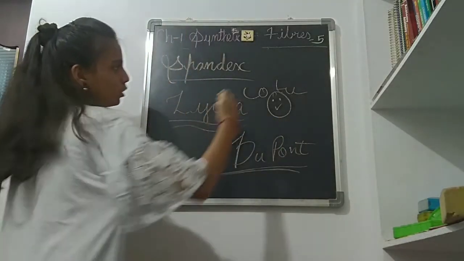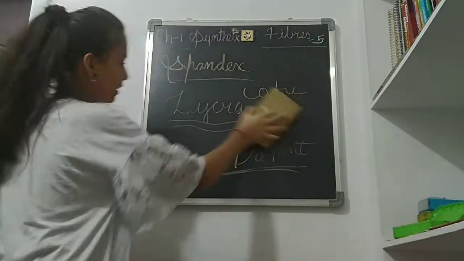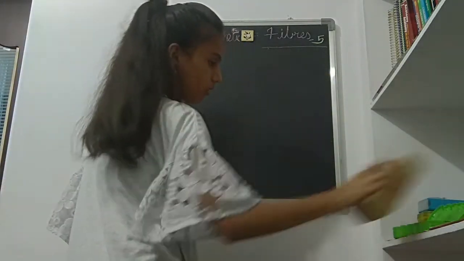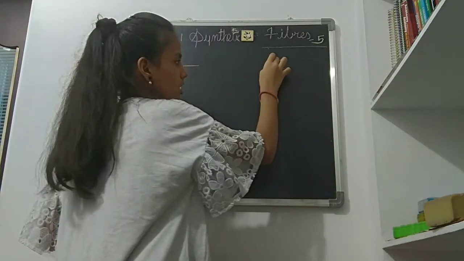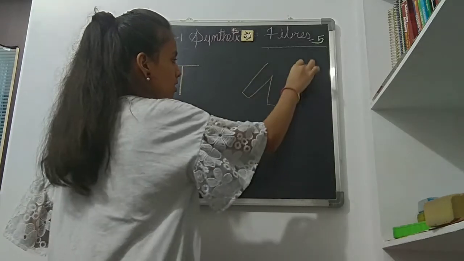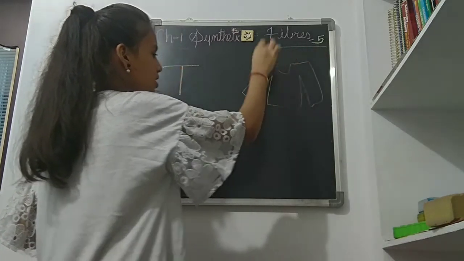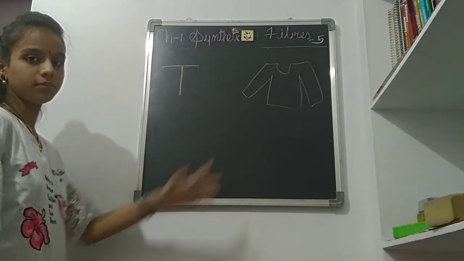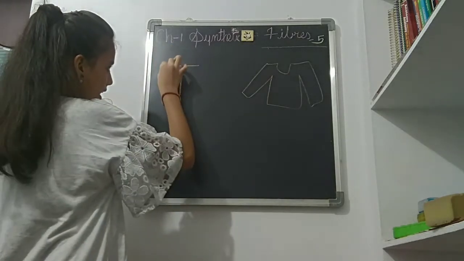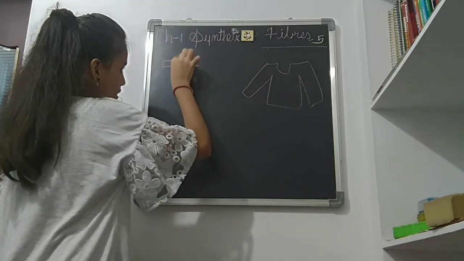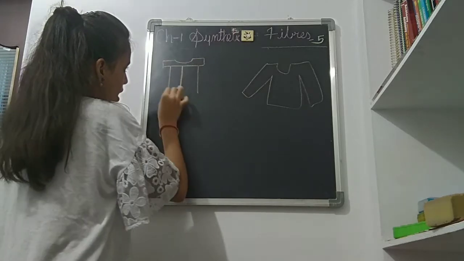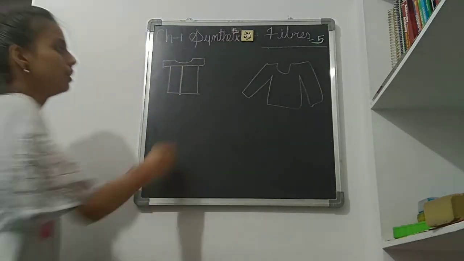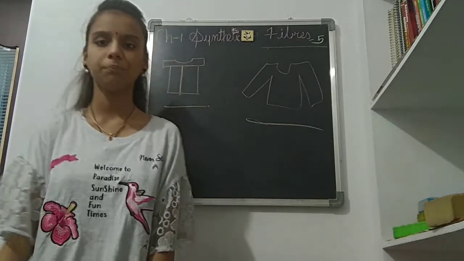Next is t-shirts, not shirts. Do you remember the difference between a shirt and a t-shirt? I will tell you. T-shirt: like this, you think T. A normal shirt will be full hands. How is my drawing of a t-shirt, friends? T-shirt means T-shaped shirt. T-shaped shirt. T-shirt, shirt. Okay?